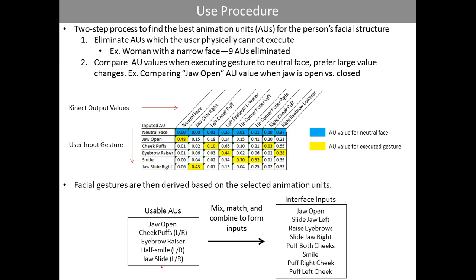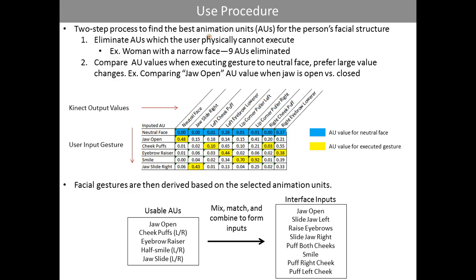The first step is that there are 18 animation units. However, not all of these animation units can be done by every person. So the first step is to do some sort of rough elimination and see which animation units the person can actually accomplish, because some of these are very difficult or very unique actions which some people cannot contort their face into. So that's sort of like a rough cut.